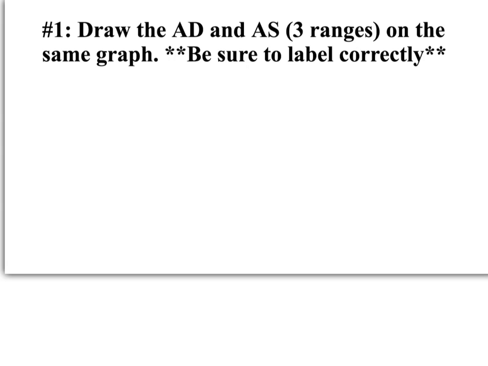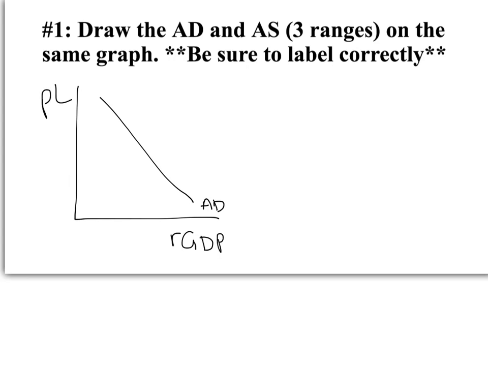So here's number one. Draw the AD and AS curve in the three ranges on the same graph. Be sure to label it correctly. Although for most of these problems we're not going to draw the three ranges, we're just going to draw an upward sloping aggregate supply curve. So I'll draw both of them for you. We have price level, real GDP, aggregate demand is downward sloping, and then we would have the three ranges. We're going to start calling that the short run aggregate supply curve. We're going to learn about the long run aggregate supply curve later on, but just start labeling it as that.